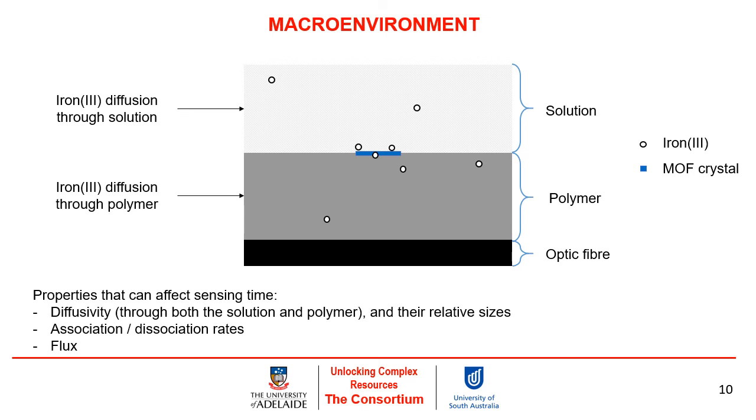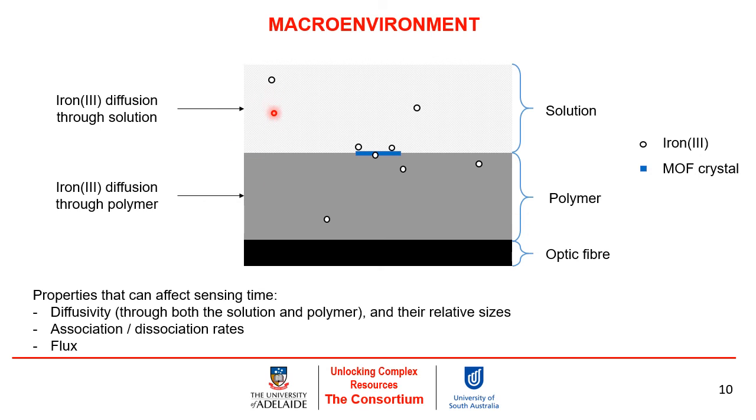This is a cross-section of the sensing environment. We study how iron 3 travels through the solution and polymer. And at the bottom, we have the optic fiber. There are many crystals distributed throughout the polymer, but first we consider a crystal at the solution polymer boundary. To answer our question for the macro environment, we study properties that can influence sensing time.